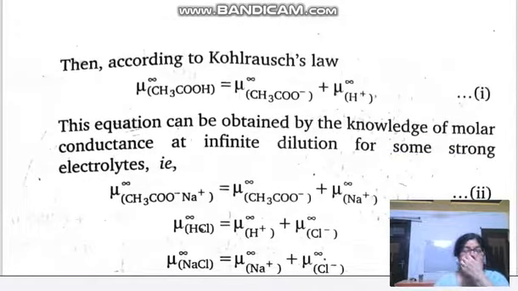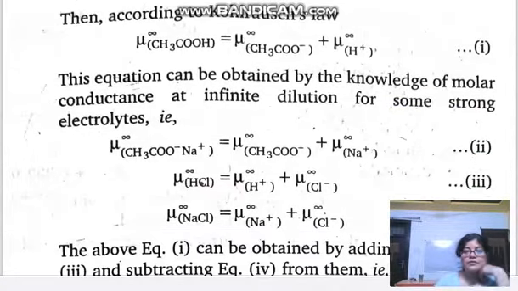Now you can see an example for Kohlrausch's law. For example, we have an electrolyte, acetic acid. When it dissociates, it gives CH3COO minus and H plus protons. Now we can write it along with sodium acetate. Sodium acetate gets dissociated into sodium ions and acetate ions. So Kohlrausch's law says this is the sum of both cations and anions.